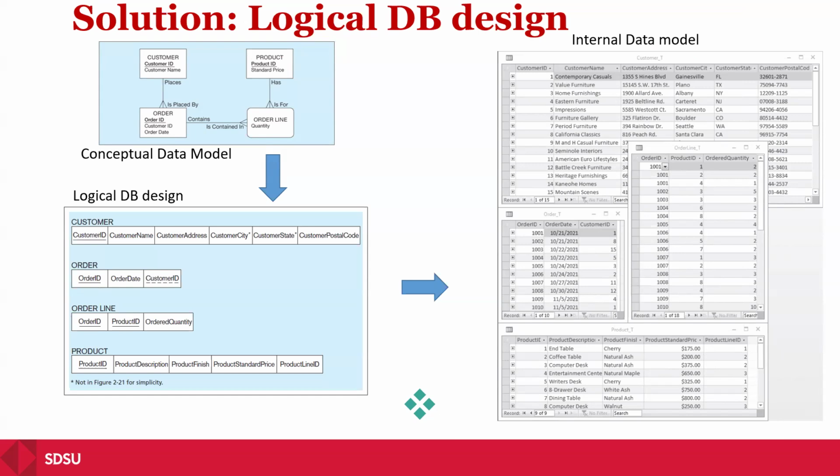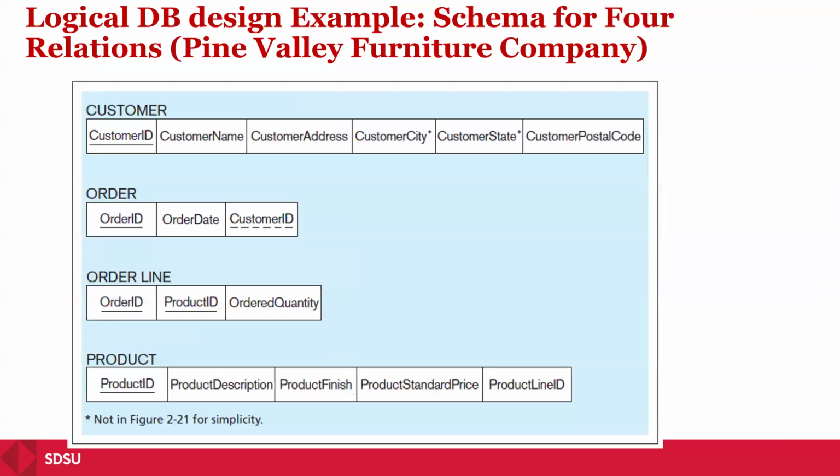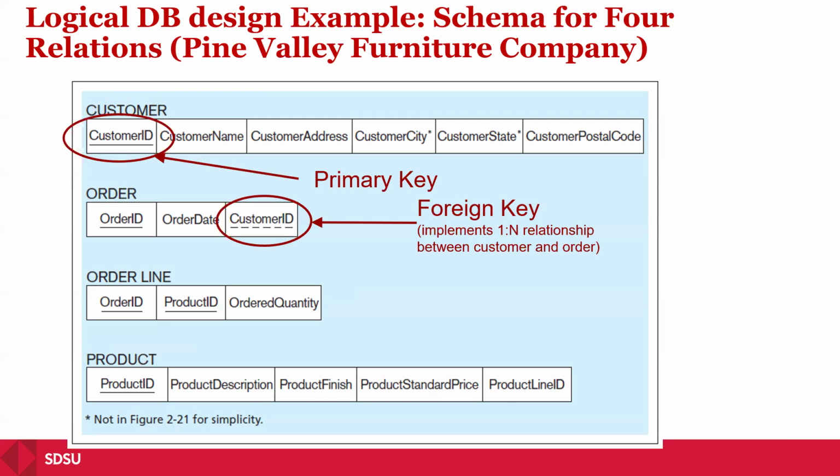So today we will learn how to convert an existing entity relationship model into a logical design in order to create the actual tables in the database. Right. So here's an example of the logical design for Pine Valley Company. We looked at Pine Valley Company a couple of times already during the previous classes. That is a logical design schema for Pine Valley Company.